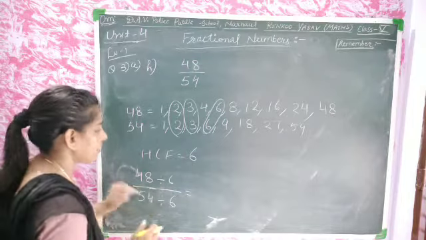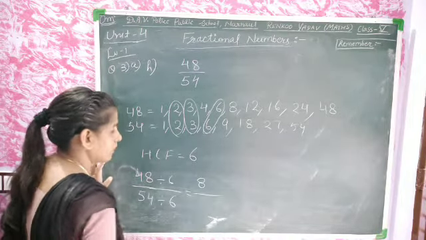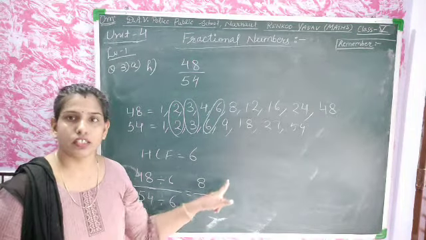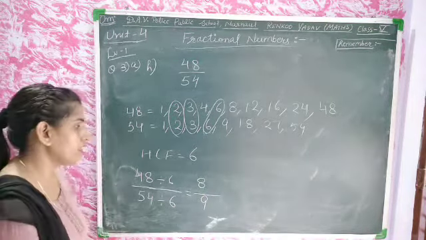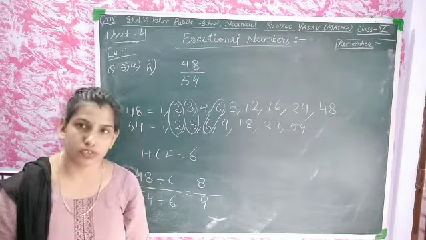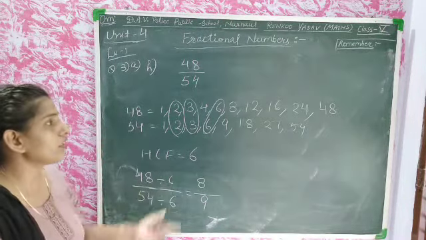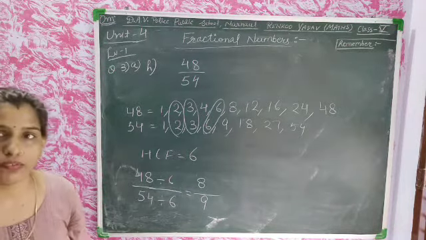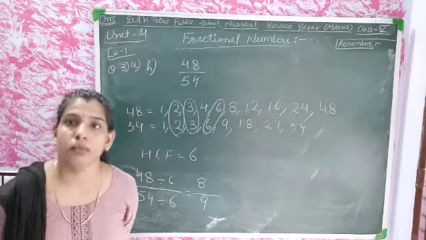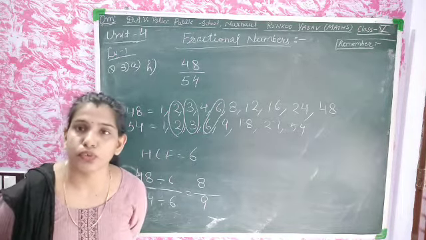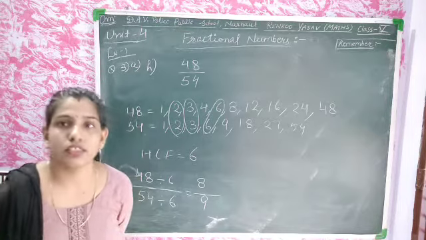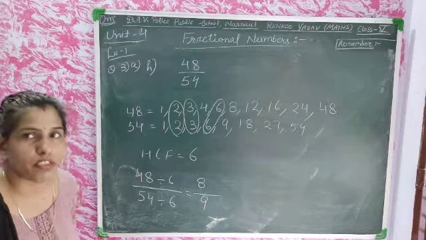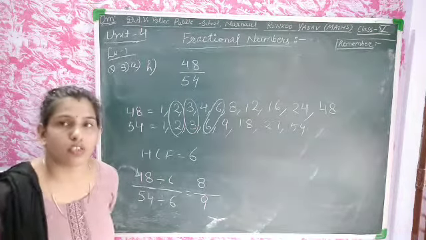Let's see, 6 eights are 48 and 6 nines are 54. It means this is now in the lowest form. It will change it to the lowest form. Okay students, I hope you have understood all these questions. Firstly, you will learn about the highest common factor, HCF and LCM, factors and multiples. If you remember these terms, then you will solve all the questions easily.